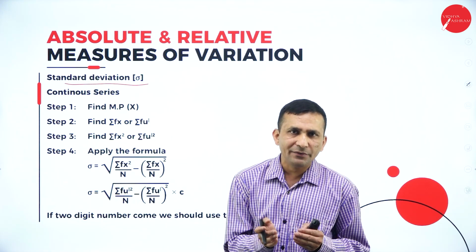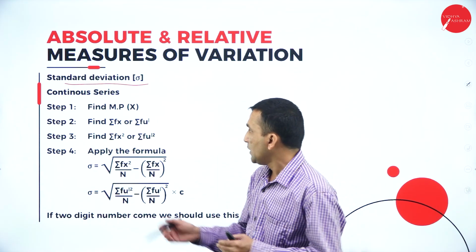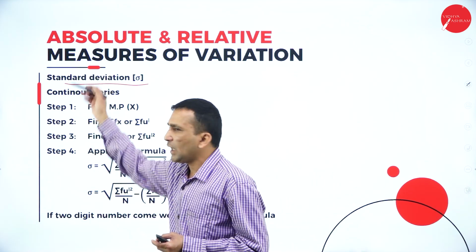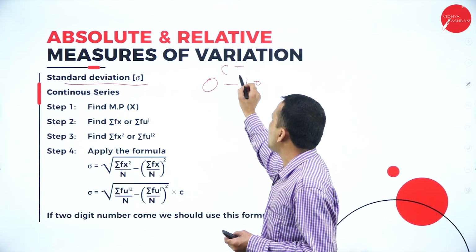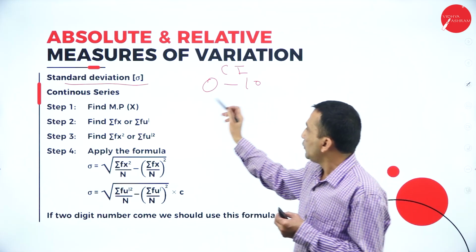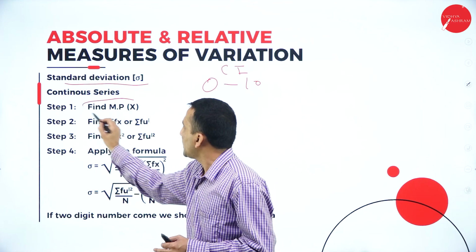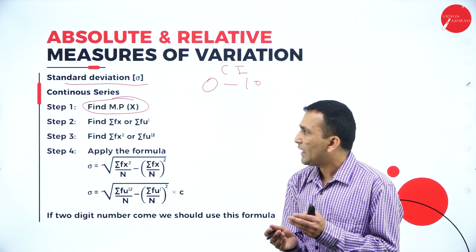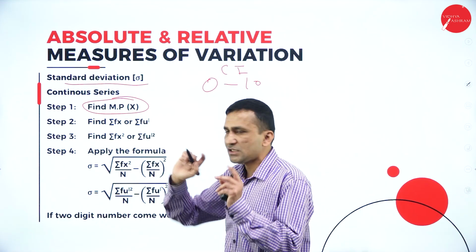Whenever the problem is given in inclusive method, you always need to convert it into exclusive data. Step 1: from the continuous series, when the class interval 0 to 10 is given, we definitely need to take the midpoint, because everything depends completely on the x value. So based on the x value, from the class interval we first find the midpoint.